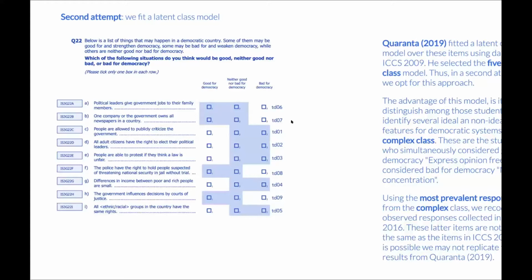So what we did then was to use the idea that this complex class exists. So that there is a set of students that above all tend to identify correctly what are the main threats to the democratic system and what are the good features for democratic systems. So we recoded the original responses following this pattern, and then we reanalyzed the data to see if we can find the similar patterns that Quaranta found in ICCS 2009.